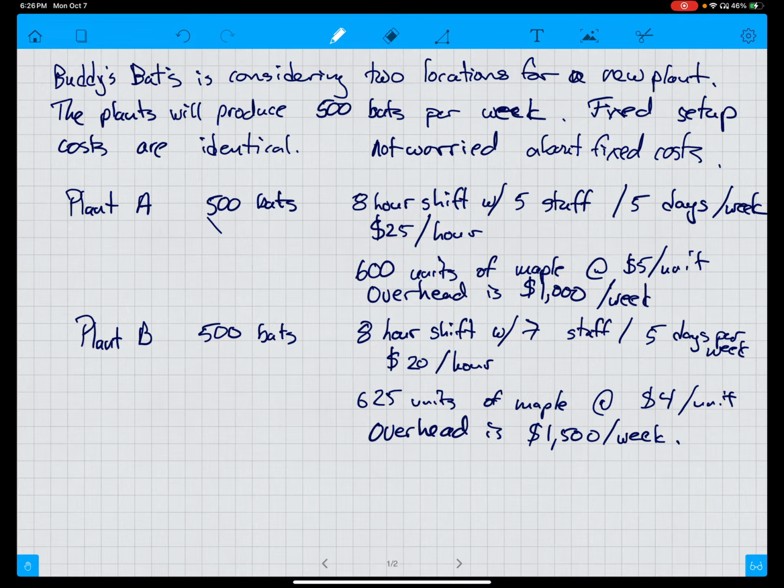Here's the basic premise. Buddy's Bats is considering two locations for a new plant. The plant will produce 500 bats per week. Fixed setup costs are identical. Not worried about fixed costs is the bottom line there, because they're the same in both plants. Plant A can make 500 bats, 8-hour shift with 5 staff, 5 days per week, 25 bucks an hour, 600 units of maple at $5 per unit, and overhead at $1,000 per week. Plant B is 500 bats, 8-hour shift with 7 staff, 5 days a week, $20 per hour, 625 units of maple at $4 per unit, and overhead of $1,500 per week.